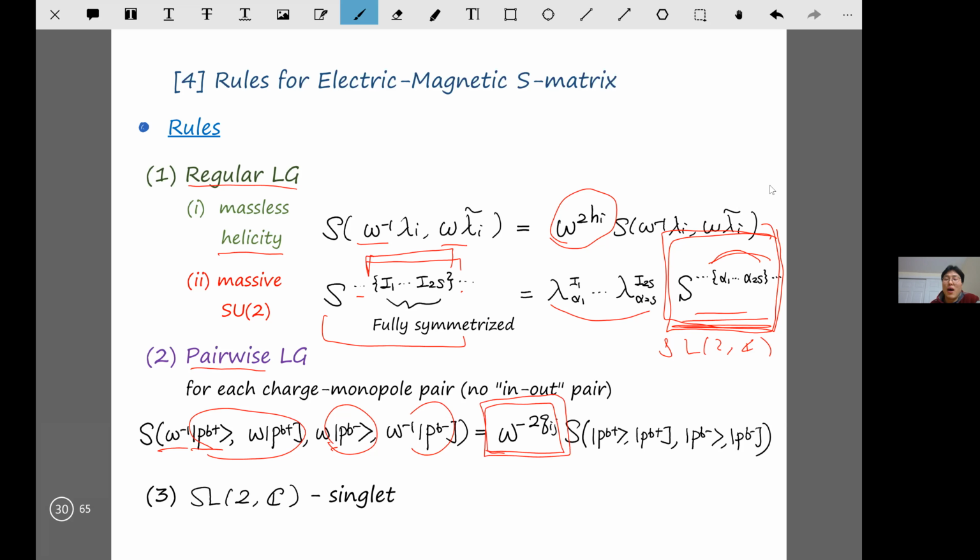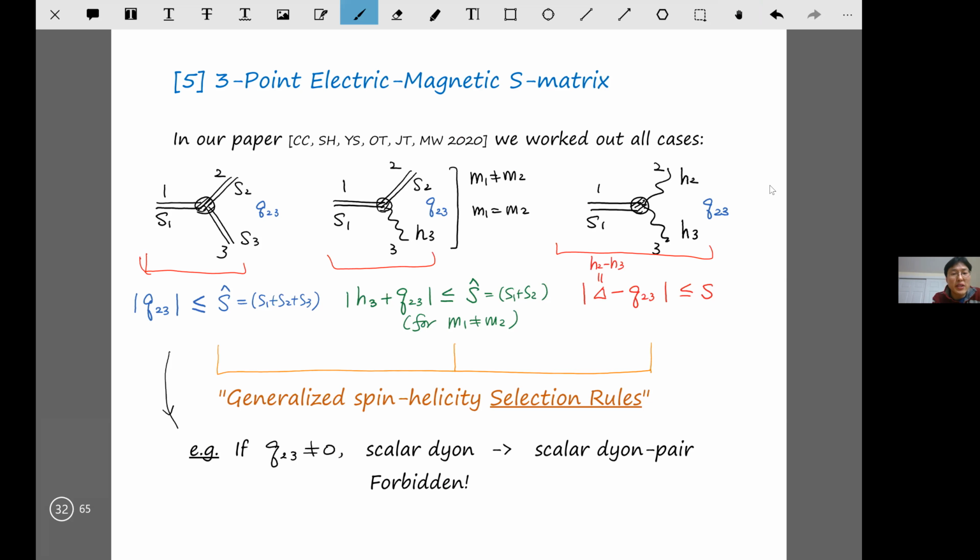In our paper, we actually constructed all possible, the most generic 3-point electromagnetic S matrices. But here, I will just focus on one case where there are 3 massive particles. In principle, you can completely determine up to proportionality vector, for example, 2 massive, 1 massless, and 1 massive, 2 massless, even 3 massless. That's possible. But here again, I will just focus on this, which will be used later for studying 2-to-2 scattering.